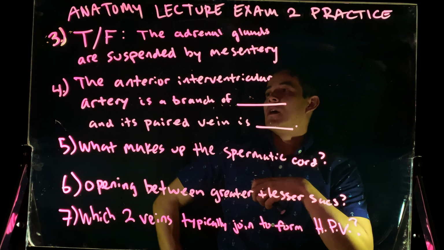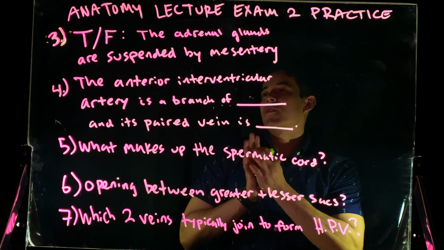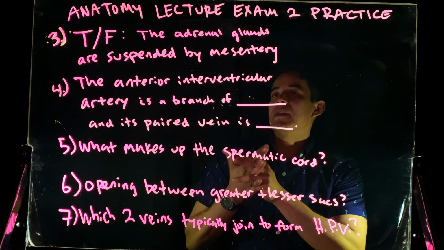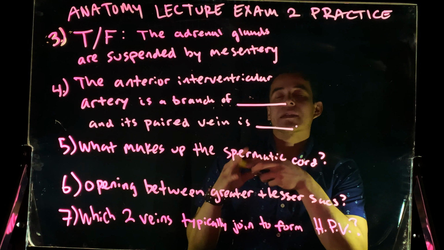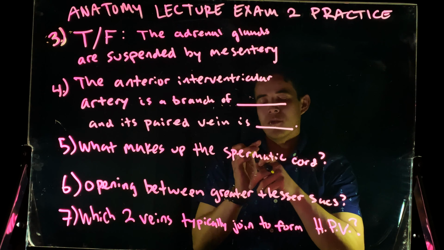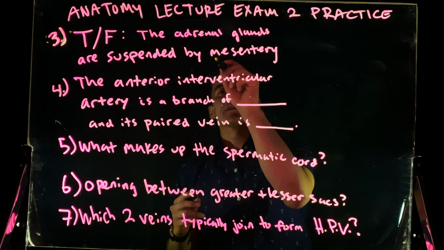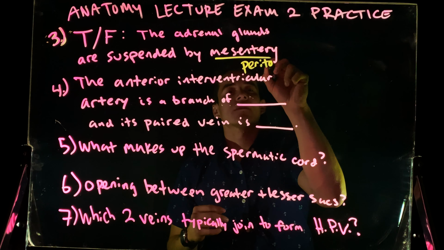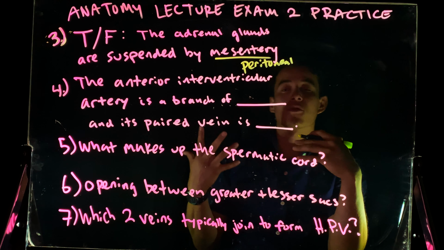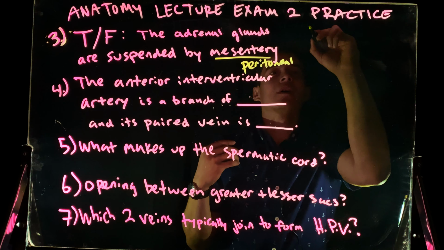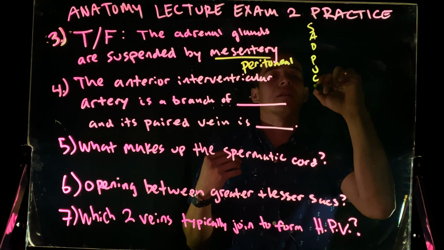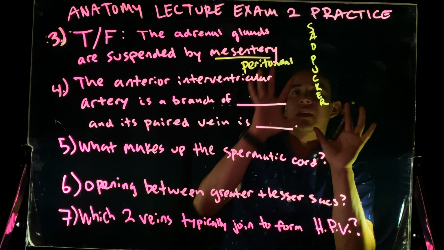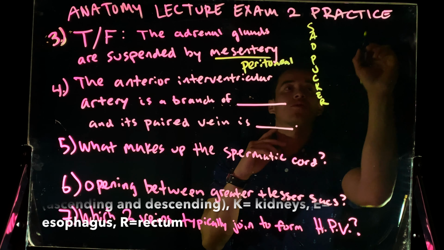Sounds good. All right, true or false, the adrenal glands are suspended by mesentery. So what do you guys think the answer is? Mesentery we can kind of think of as more peritoneal instead of retroperitoneal, because we know SAD PUCKER represents all of the organs that are retroperitoneal.